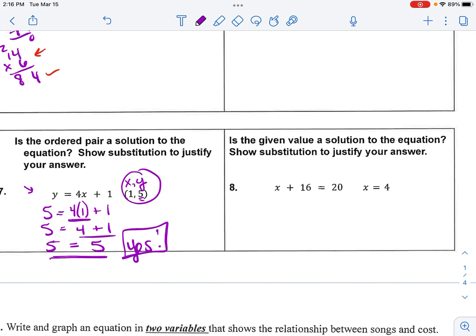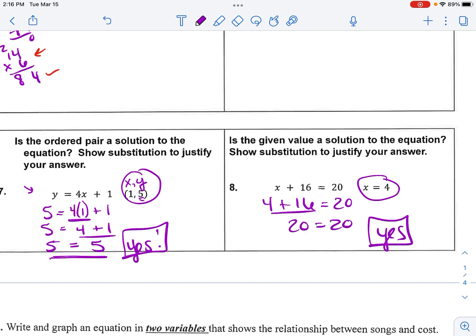Let's look at 8. Is the given value a solution to the equation? Show substitution to justify your answer. We're going to substitute in 4 for x. 4 plus 16 is 20. Does 20 equal 20? And again, the answer is yes.